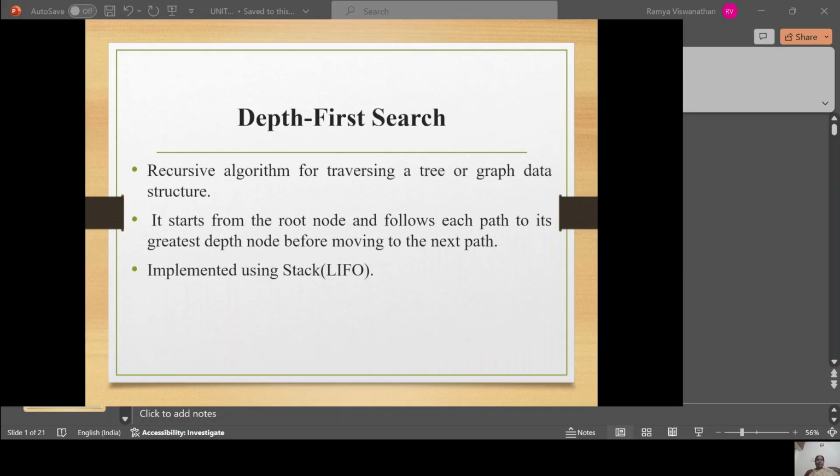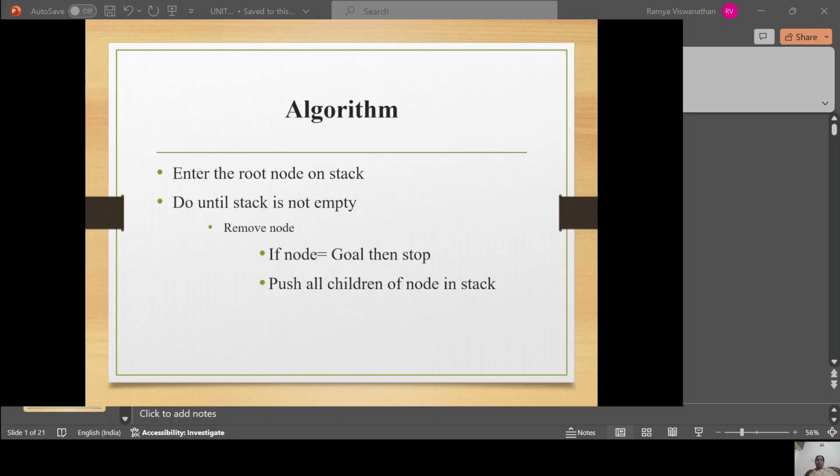The second algorithm we are moving to is DFS, depth first search. Please remember, BFS will traverse in a horizontal manner. DFS will traverse in a vertical manner. So, DFS is also called a recursive algorithm for traversing a tree or a graph data structure. It starts from the root node and follows each and every path to its greatest depth node before moving towards the next path. Here, DFS is implemented using a stack, that is LIFO, last in first out, but BFS is implemented with a queue, that is first in first out.